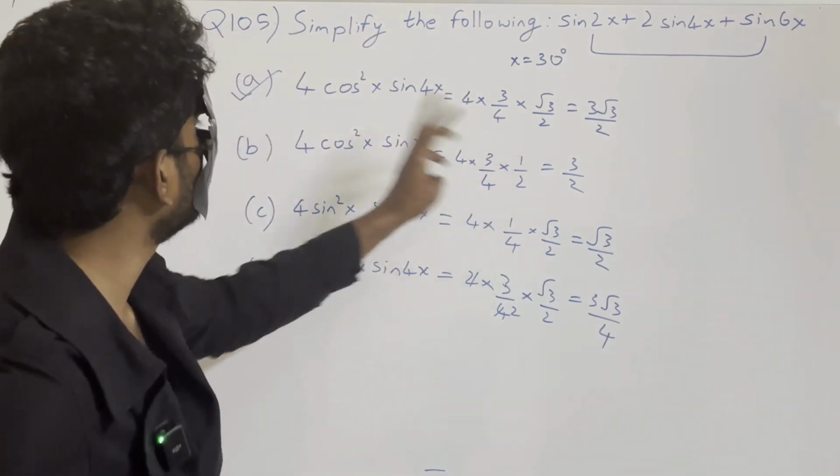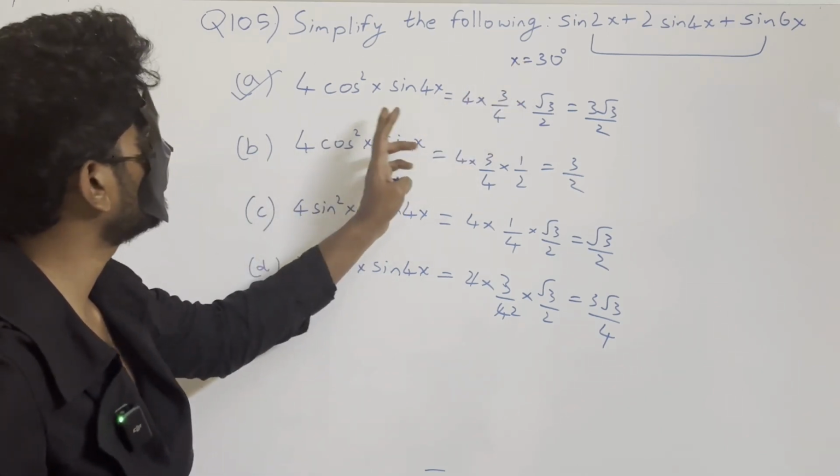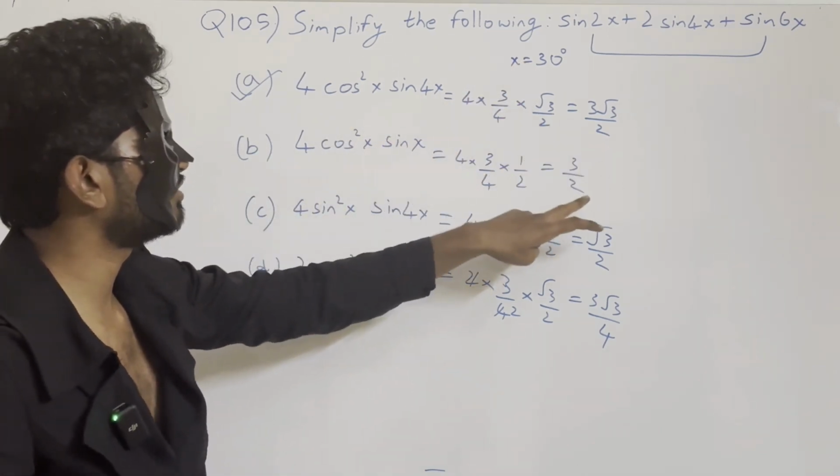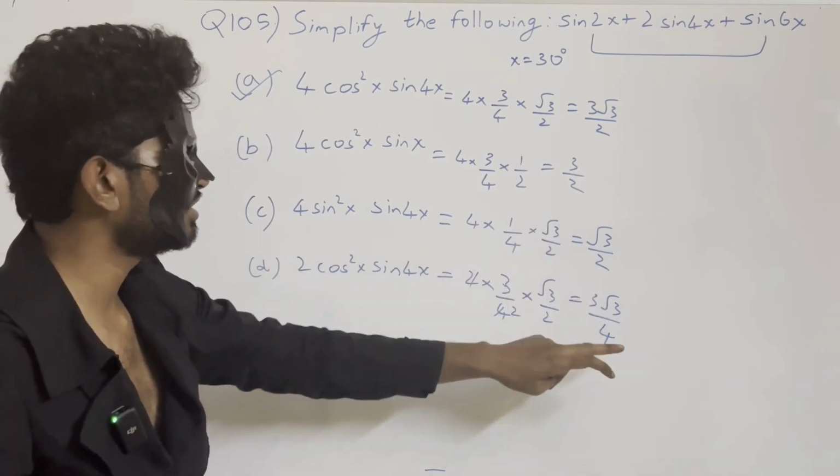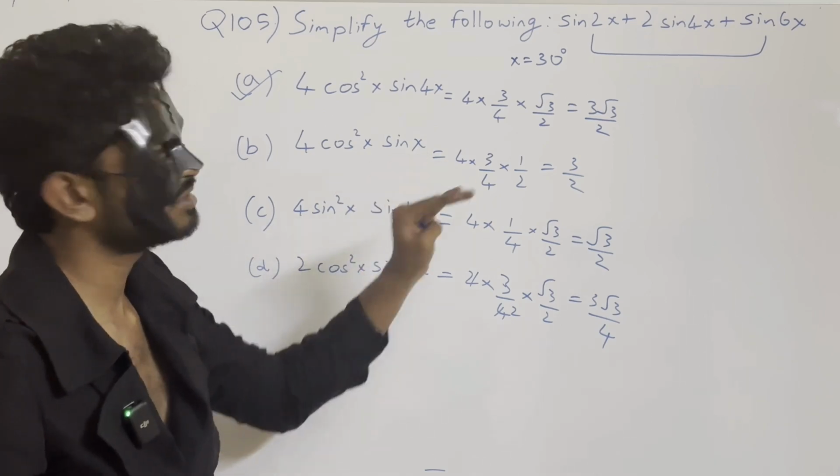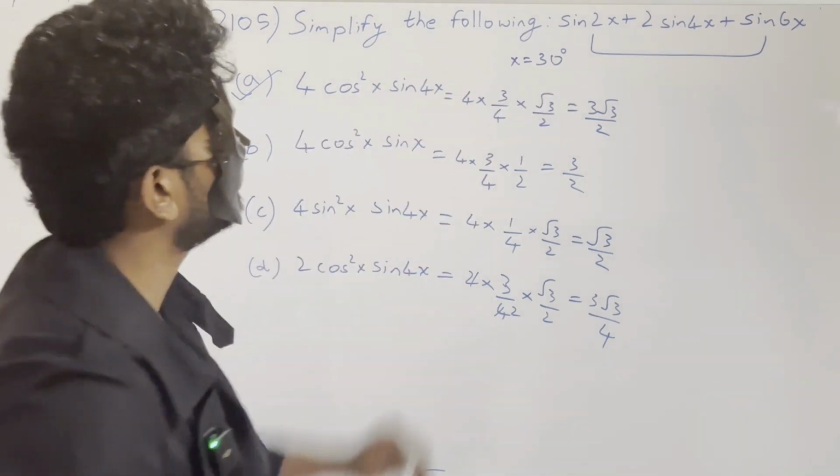So now we are getting unique options by putting x equal to 30. Here you will get 3 root 3 by 2, here you are getting 3 by 2, here you are getting root 3 by 2, here you are getting 3 root 3 by 4. So this is advisable. Now we will calculate this value.